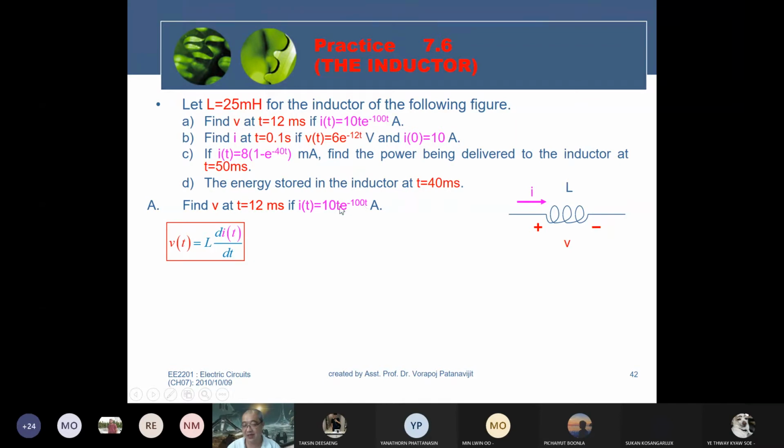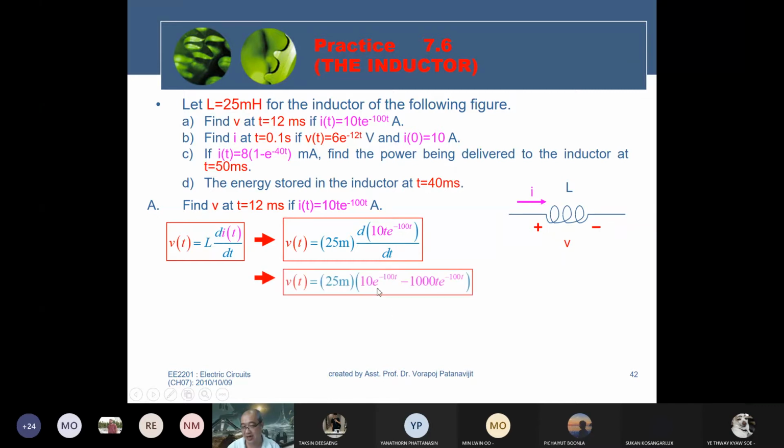You can see that the function is t e^(at). The way to differentiate it is not so simple, but it's not too difficult. Differentiate g and h: you get g times the derivative of h, plus h times the derivative of g. You already studied that in calculus. It gives you two terms. After that, you multiply with the inductance, and the inductance value is given here.